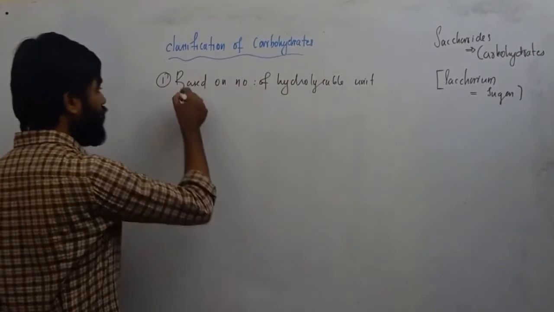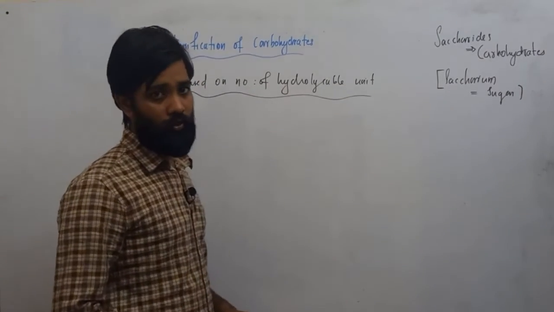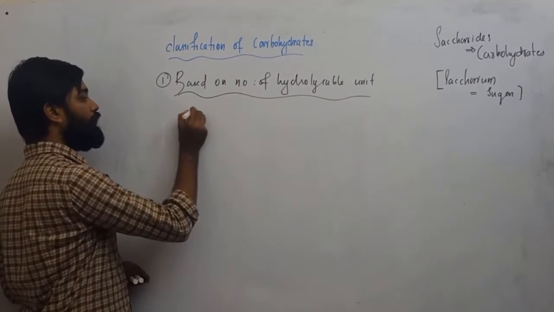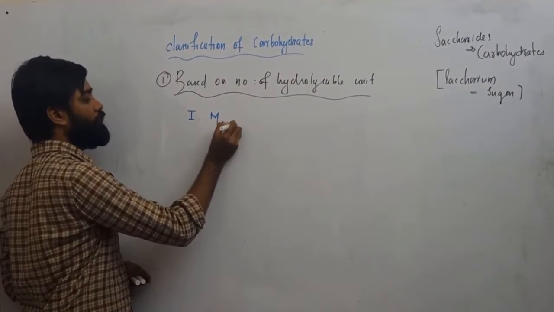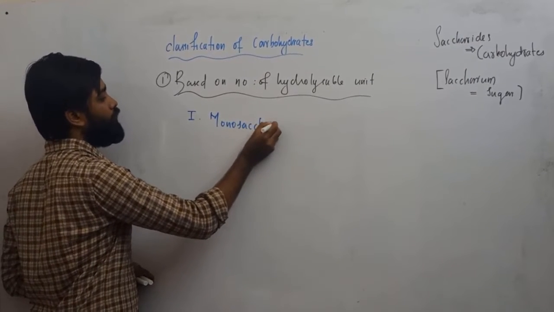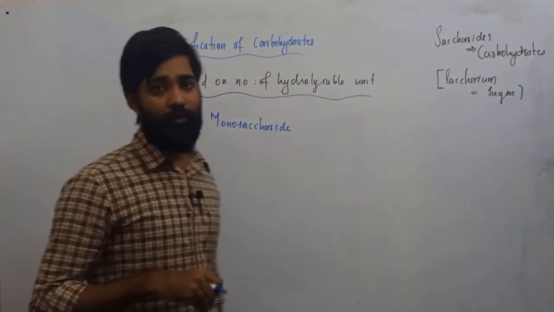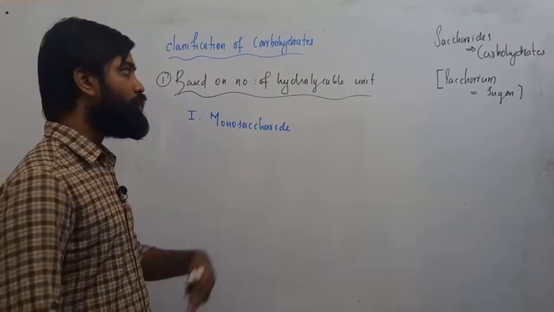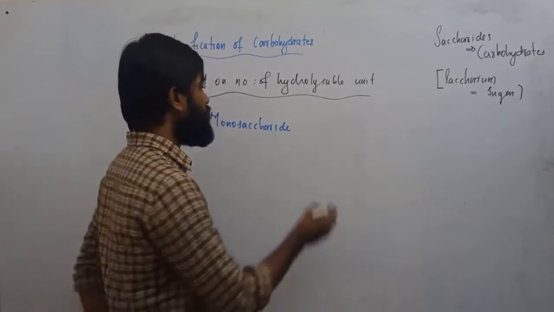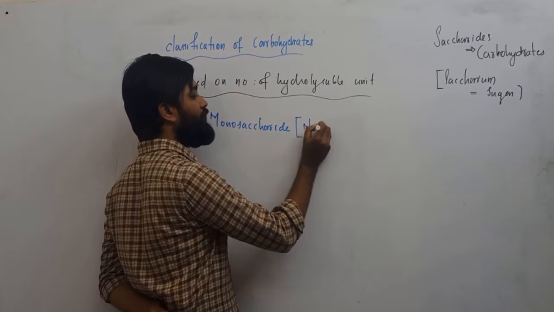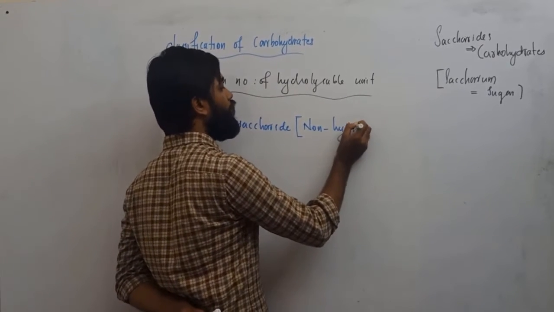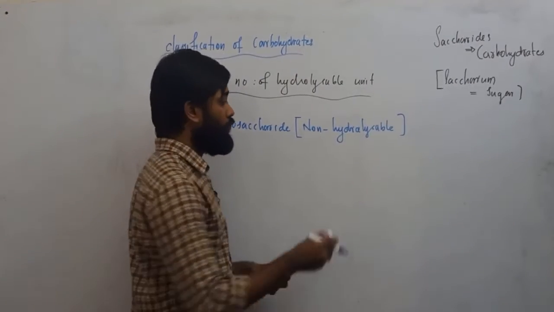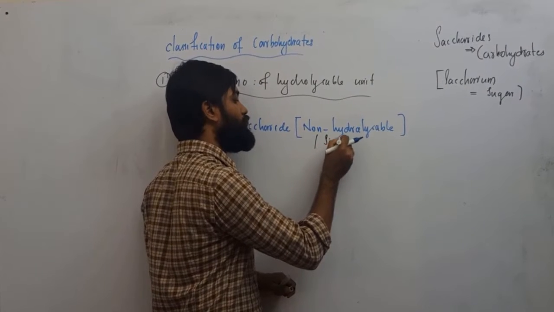So based on the number of hydrolyzable units, carbohydrates can be classified into 3. Number 1 is the monosaccharide. A monosaccharide is the simplest carbohydrate, which is not further hydrolyzable. Monosaccharides are non-hydrolyzable sugar units. Non-hydrolyzable means they are the simplest unit.